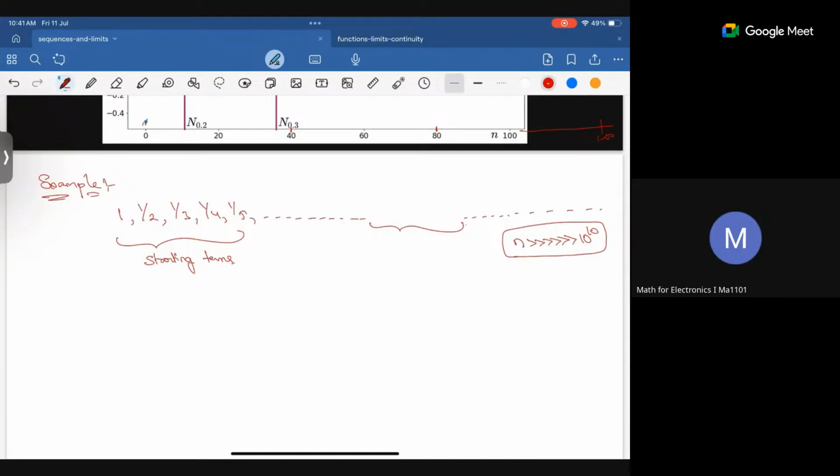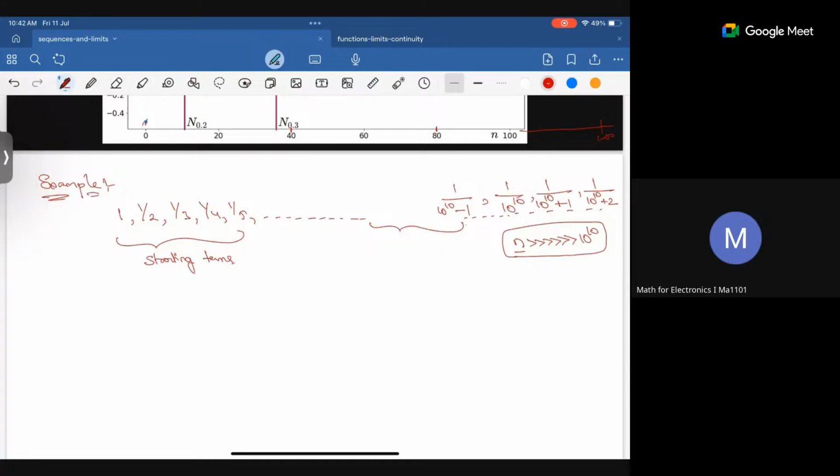Any guesses? Sir, it goes to 0. It tends to 0, almost 0, right? So when n is 10 power 10 itself, it is 1 by 10 power 10. What will be the next term? 1 by 10 power 10 plus 1. And the next term will be 1 by 10 power 10 plus 2. The previous term would be 1 by 10 power 10 minus 1.